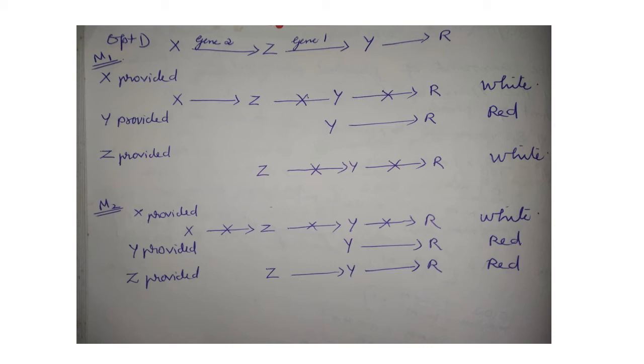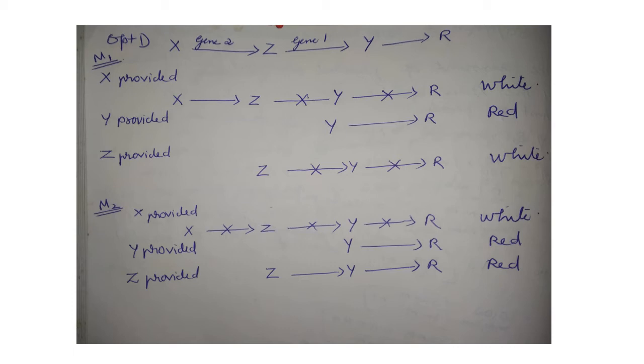Answer is option D. X getting converted to Z, Z getting converted to Y and Y getting converted to R. So X getting converted to Z is by gene 2 and Z to Y is by gene 1. Now for the wild type they have got all red colors. Whether X is provided, Y is provided or Z is provided, because it is wild type, X is getting converted to Y, Y is getting converted to Z or Z is getting converted to R, and you get all the red colored colonies.